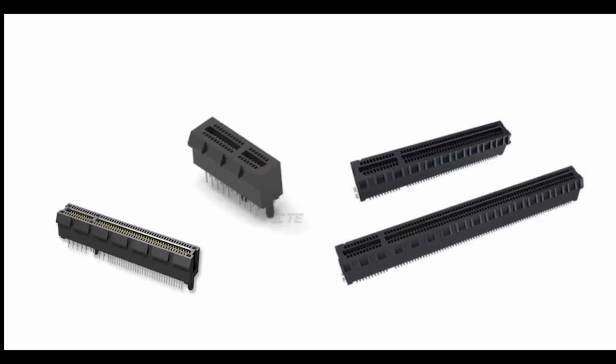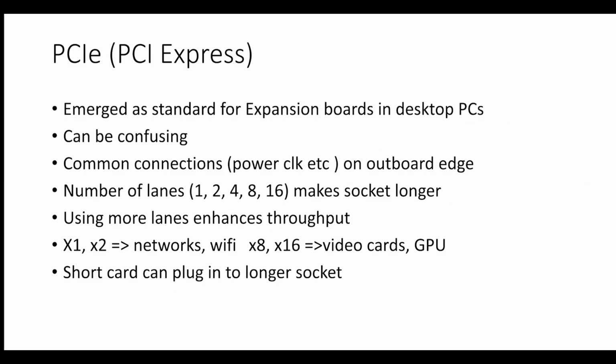So if I go back to my previous slide, you've got that common connection on the outboard edge. You've got a number of lanes, which makes the socket longer. The more lanes you use, the faster your throughput, the quicker everything works. For networks or Wi-Fi, an X1 or an X2, a short socket will do fine. If you're wanting a video card or a GPU, you need an X8 or an X16 socket.